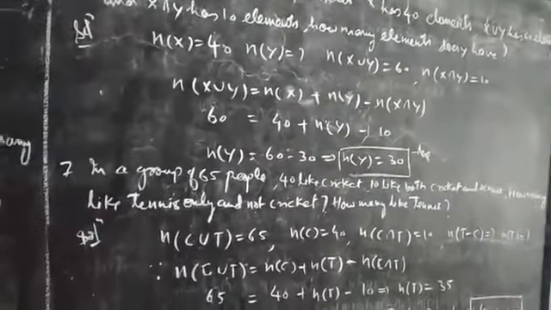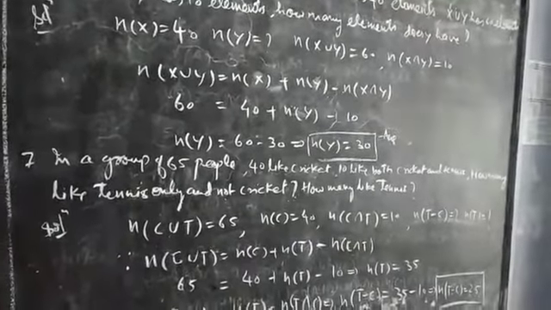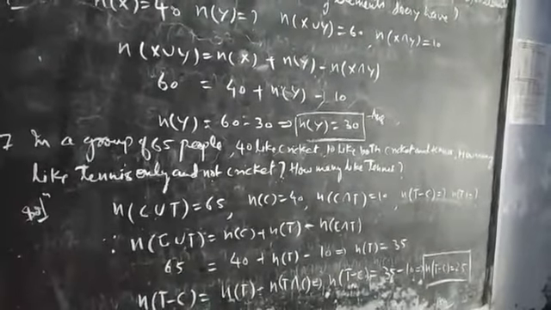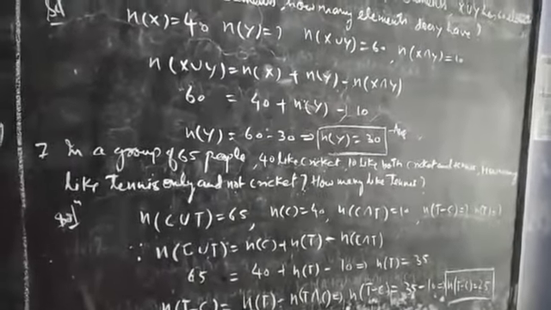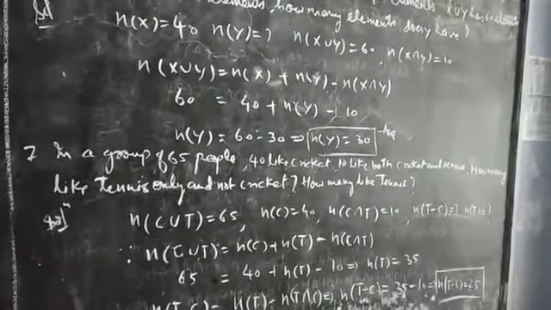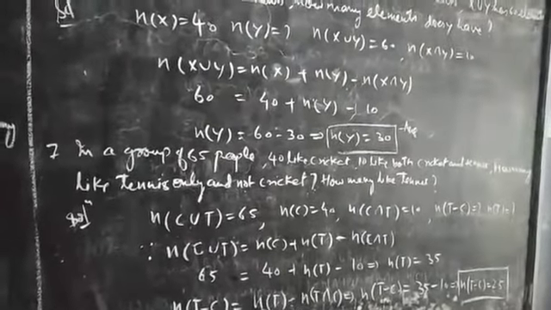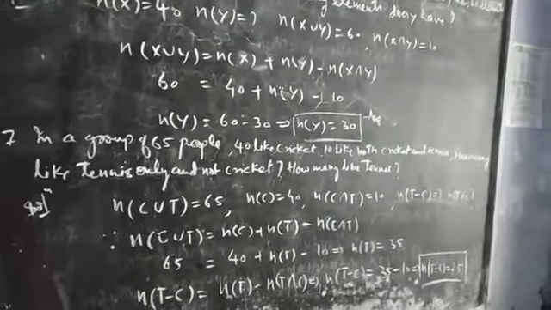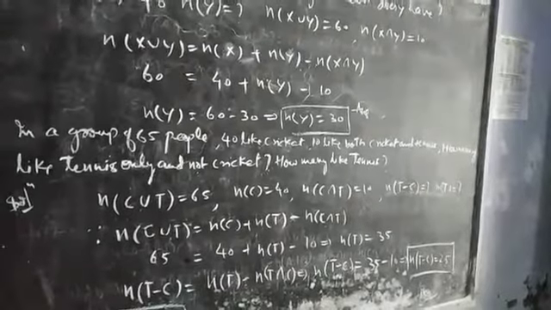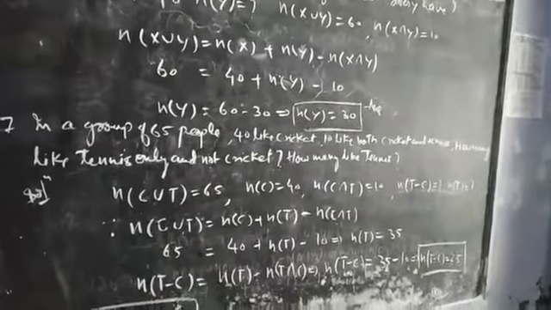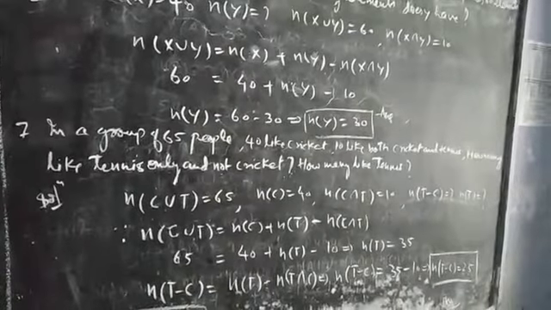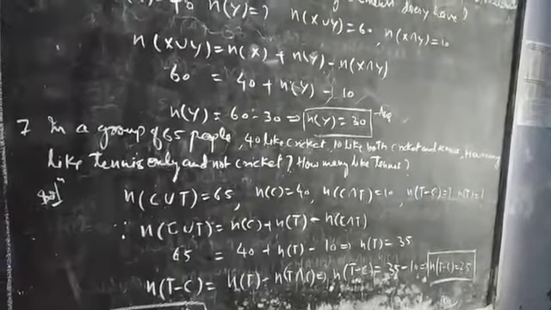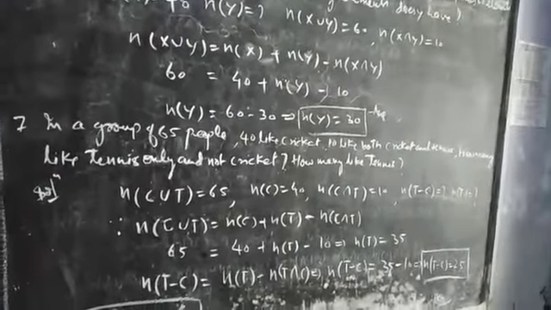See question number 7. In a group of 65 people, 40 like cricket, 10 like both cricket and tennis. How many like tennis only and not cricket? How many like tennis? If C represents cricket and T represents tennis, then we can write n(C ∪ T) = 65, n(C) = 40, n(C ∩ T) = 10, and find n(T − C) and n(T). So we have the expression n(C ∪ T) = n(C) + n(T) − n(C ∩ T). Putting in the values, the value of n(T) will come to 35.